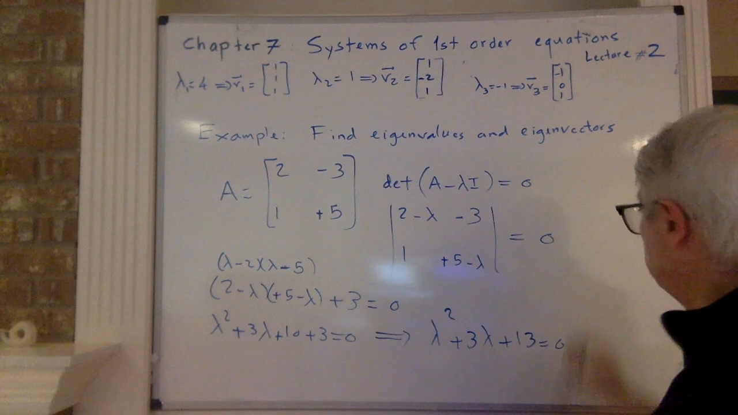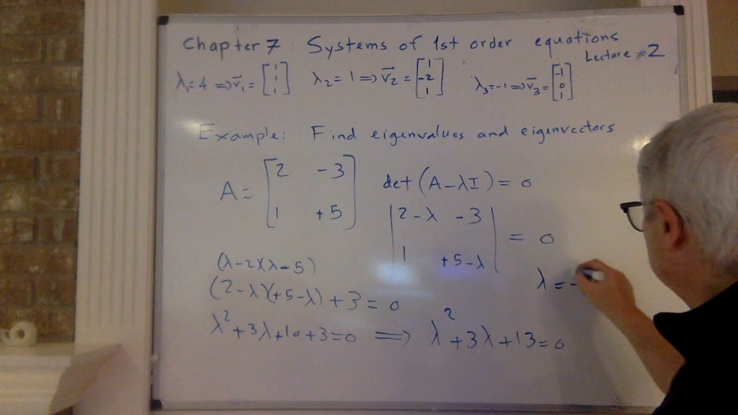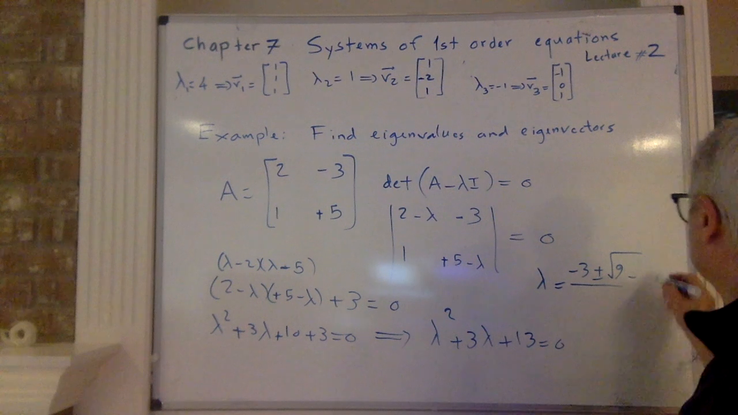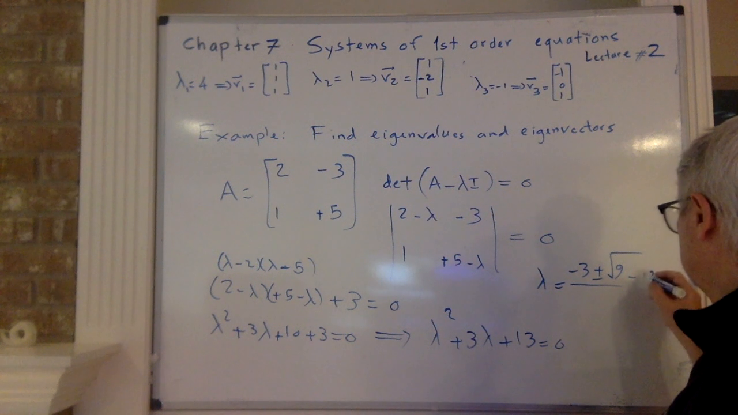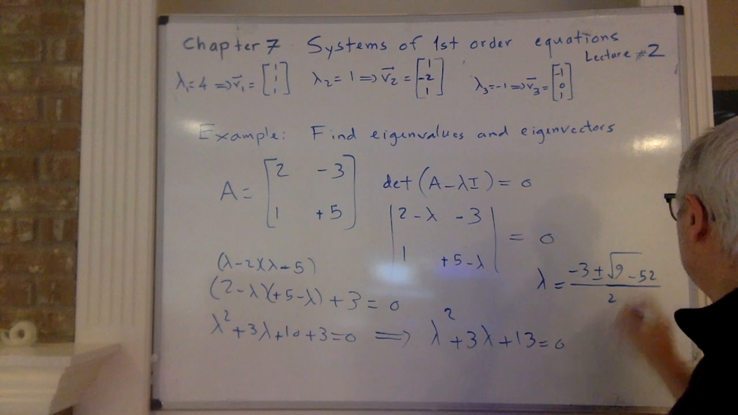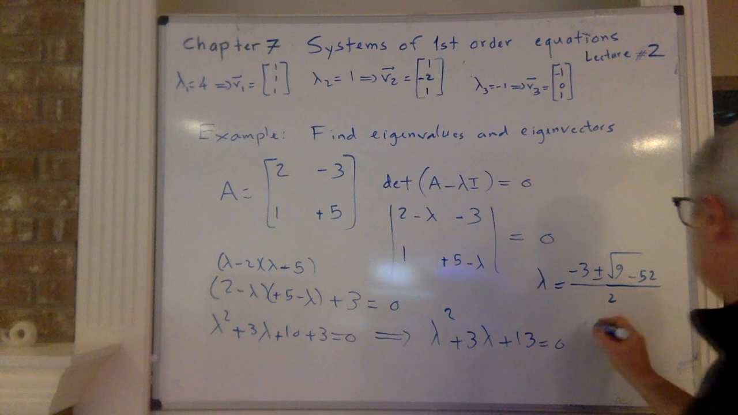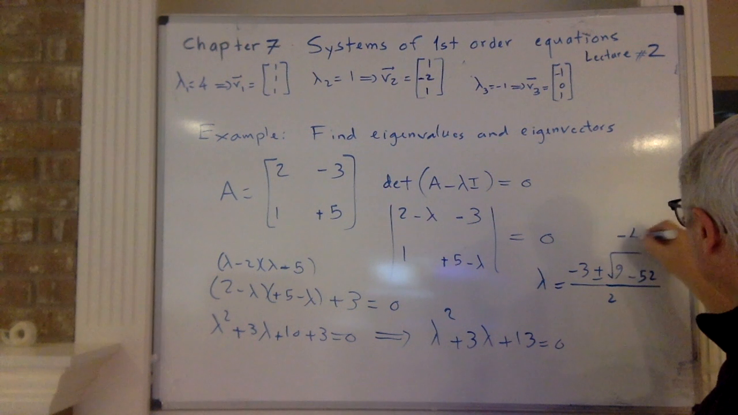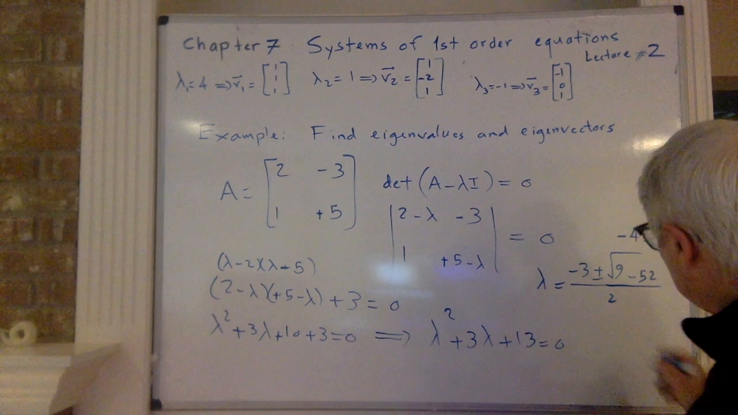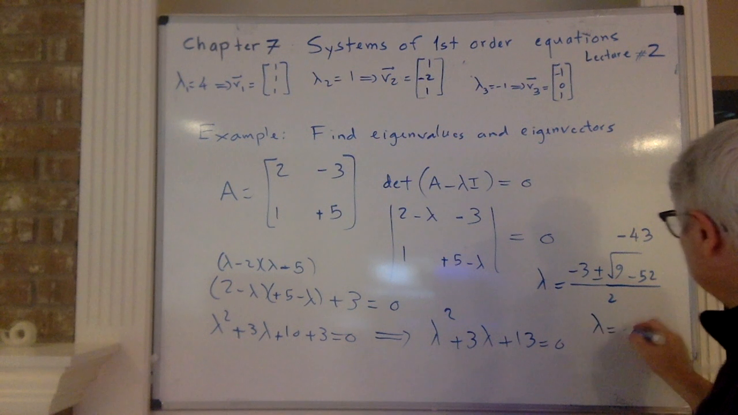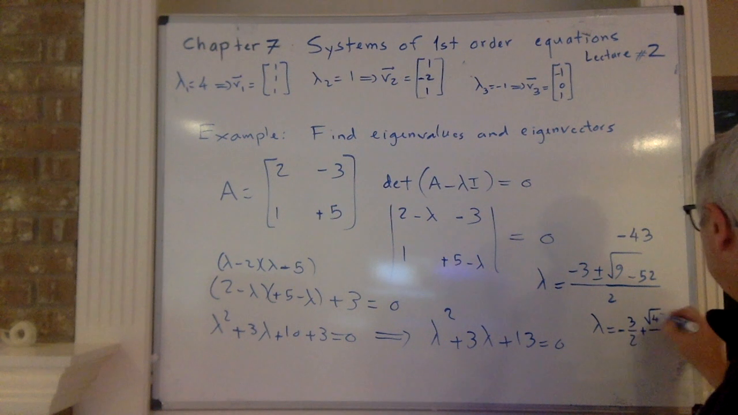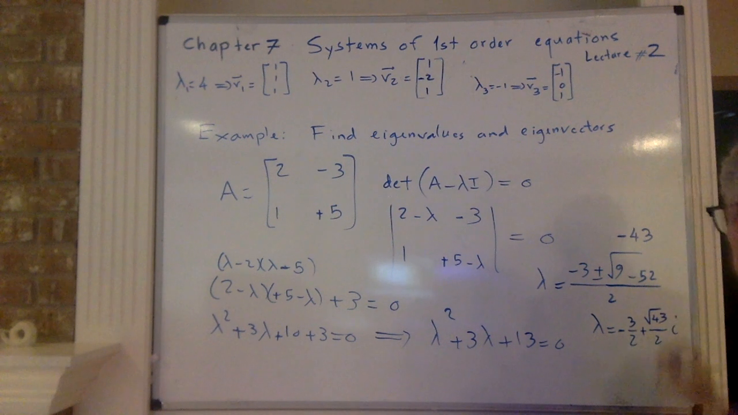3 lambda plus 13 is 0. So lambda is minus 3 plus or minus the square root of 9 minus 4 times 13, which is 52. So divide by 2. So this is not a nice problem. So lambda is minus 3 over 2 plus or minus the square root of 43 over 2.